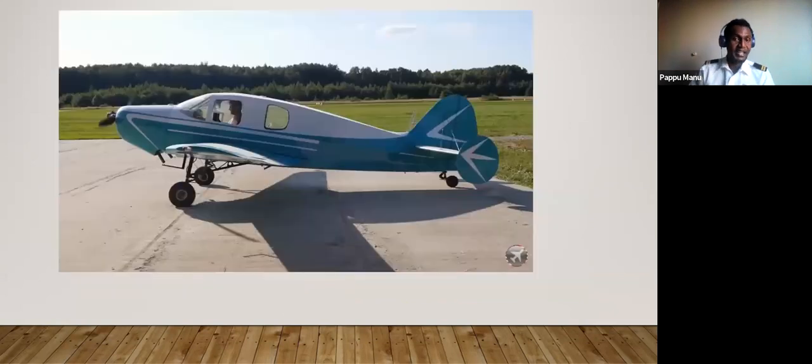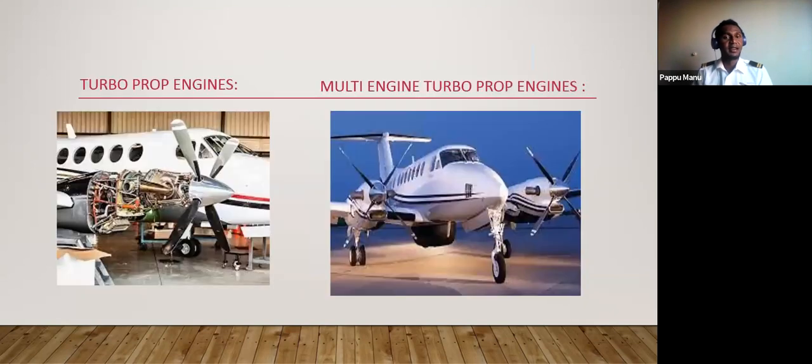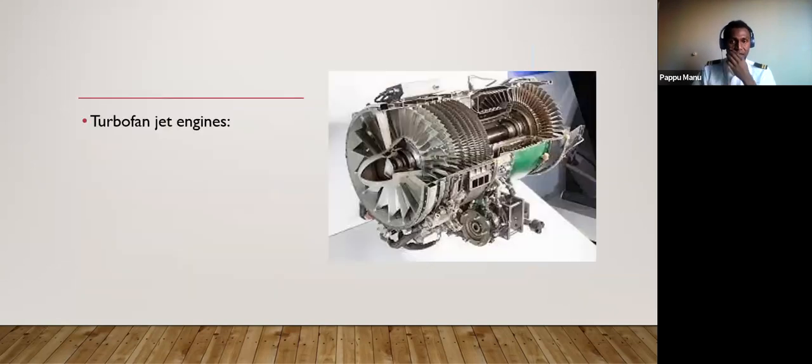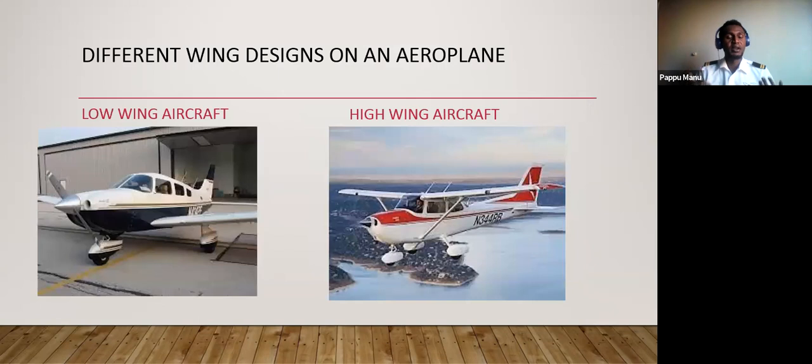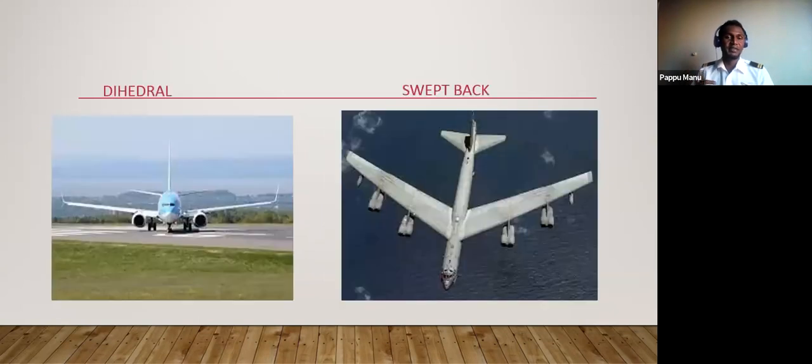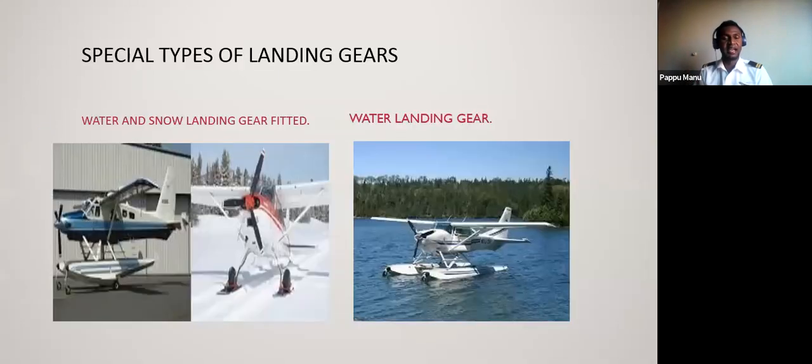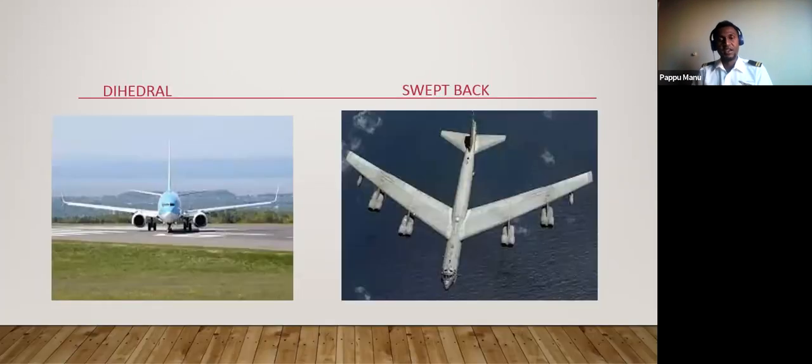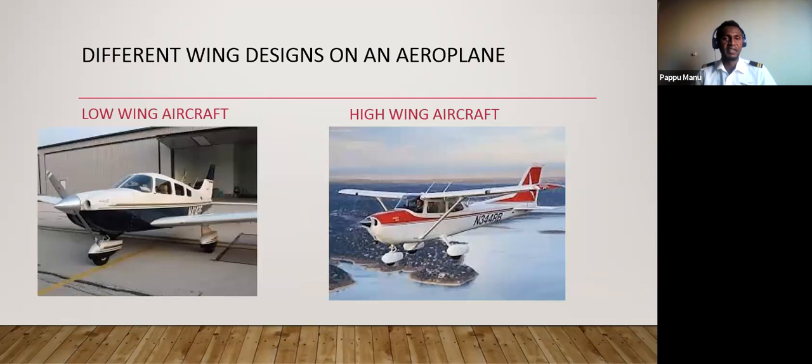Okay. After that, we have the wing designs. All right, the different types of wings. You have your high wing, low wing. You have your dihedral. You have your swept-back. Dihedral for aviation, swept-back for your military. Your high wing and low wing are for most of the aircraft that you see for training.